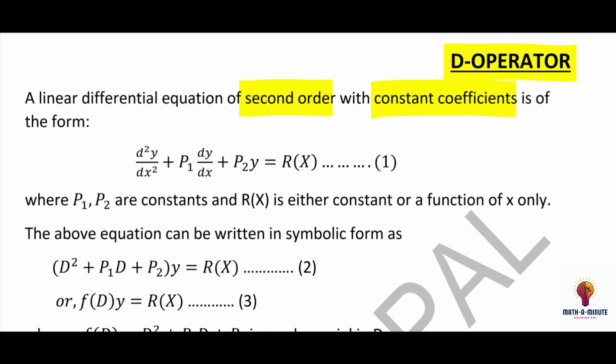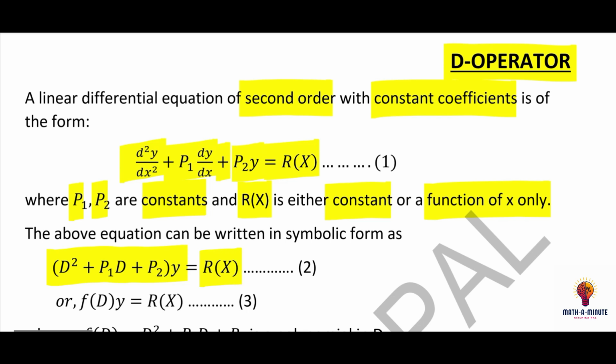Okay. So the general form of a second order differential equation is d2y/dx2 plus p1 dy/dx plus p2 y equals r of x. Here, this p1 and p2 are constant, and this r of x can be a constant or any function of x only. Then we can write this differential equation in this form: D square plus p1 D plus p2, y equals r of x.